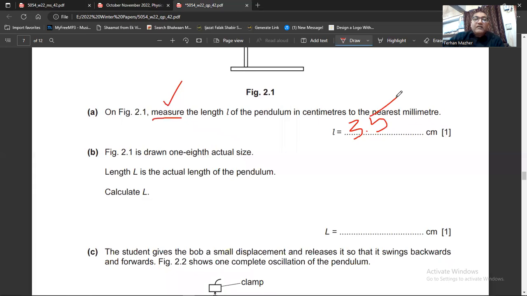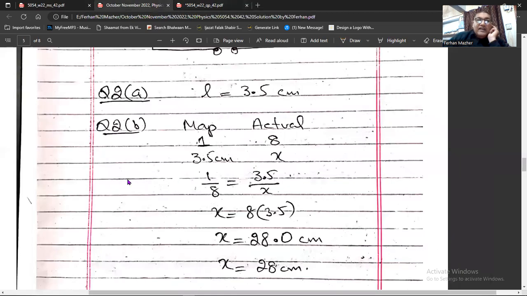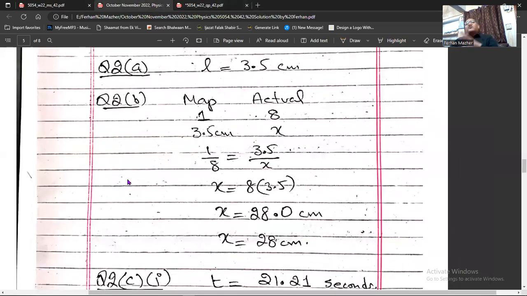Figure 2.1 is drawn 1/8 actual size. The length L is the actual length of the pendulum. Calculate L. Okay, so each centimeter is equal to 8 centimeters. So it will be 8 multiplied by 3.5, and you will get the actual length. On the map, something is 1, in actual it will be 8.